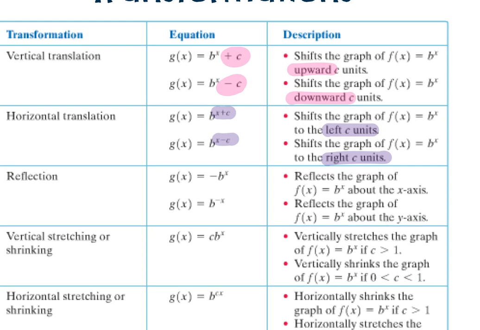If you have a negative on the front of the B or the front of the base, it reflects it over the x-axis. So it takes my function that normally looks like this, and it's going to flip it upside down. And then if there's a negative in the exponent, it flips it over the y-axis. So instead of going up and to the right, it flips it the other direction. So it flips it right to left. Top one flips it upside down. Bottom one flips it left to right.